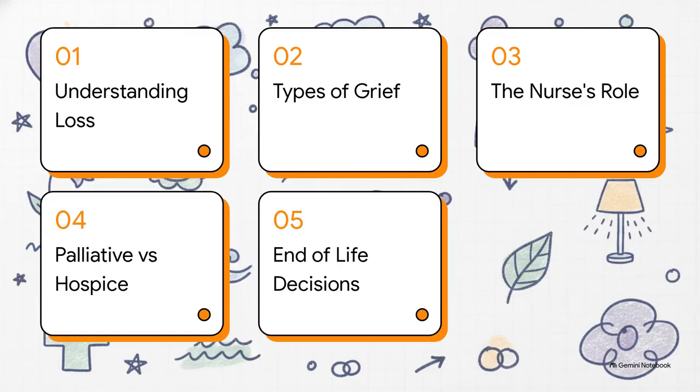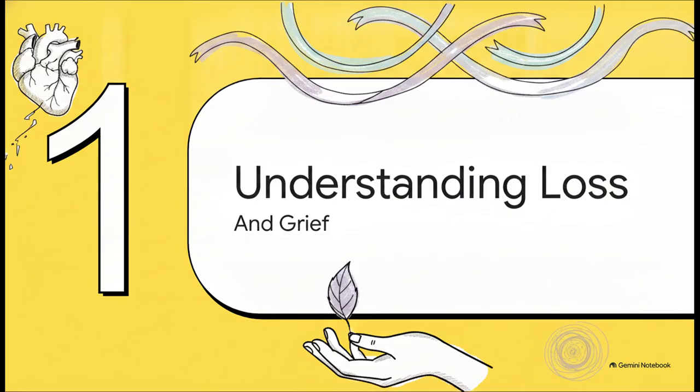All right, here's our game plan for today's review. First, we'll cover understanding loss and grief. Second, frameworks and types of grief. Third, the nurse's role. Fourth, palliative versus hospice care. And finally, end-of-life decision-making. Let's kick things off with Module 1, Understanding Loss and Grief.